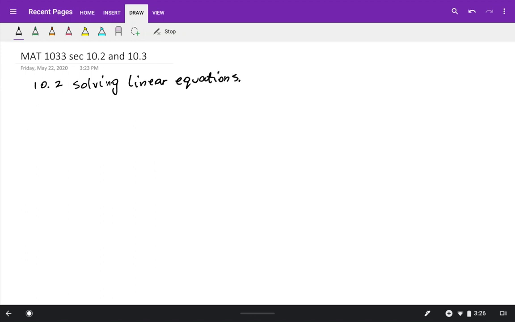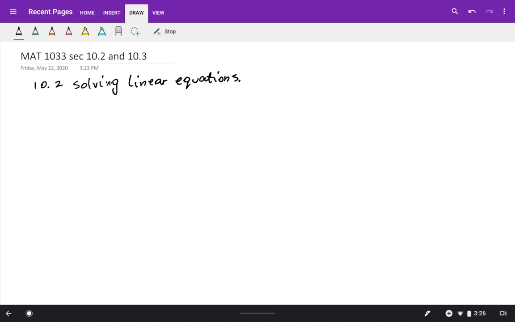And you guys have a PowerPoint attached from section 10.2. So I'm not going to copy the definitions and all the steps because you have the 10.2 solving linear equations PowerPoint. I really want to focus on giving you examples of how to solve linear equations. We're going to solve equations with multiple steps using the distributive property, combining like terms, and the inverse property.